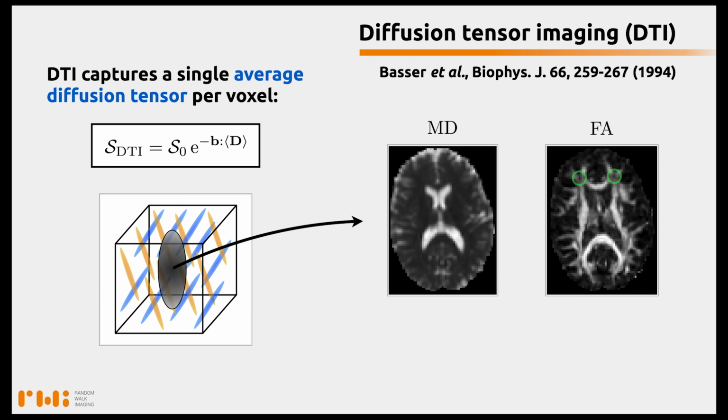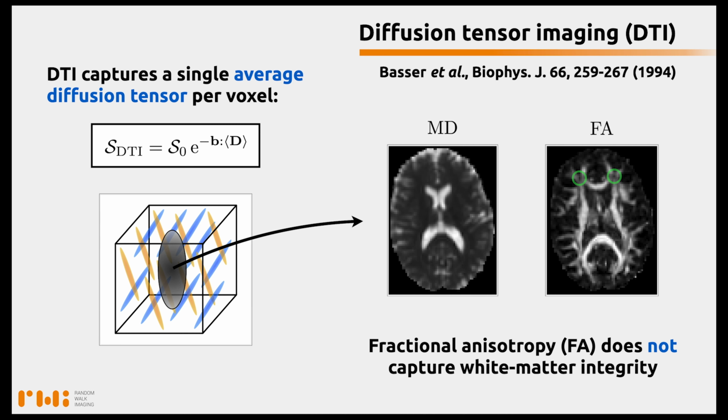However, you see that you have these areas of massive crossings between fiber populations where the fractional anisotropy goes down. The reason being that in these areas of crossing, the voxel content looks isotropic on average because, again, the voxel is quite big compared to the cellular structures within. In other words, the fractional anisotropy does not capture white matter integrity.